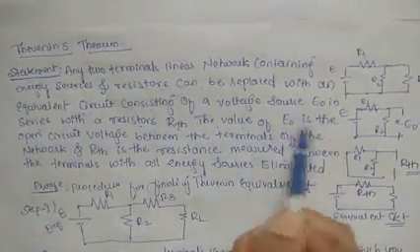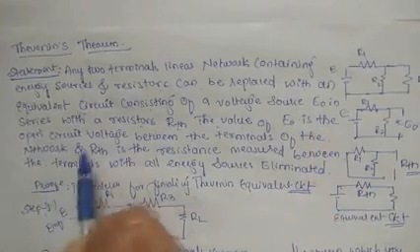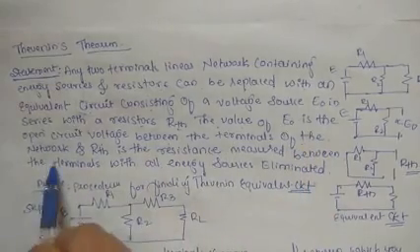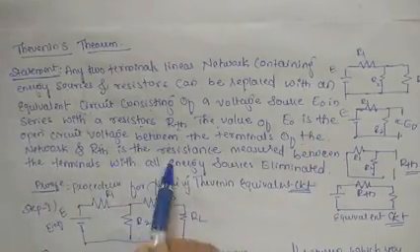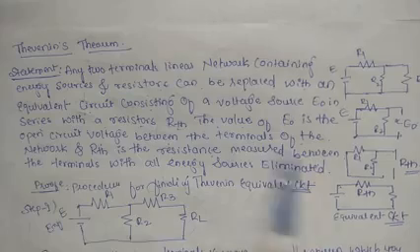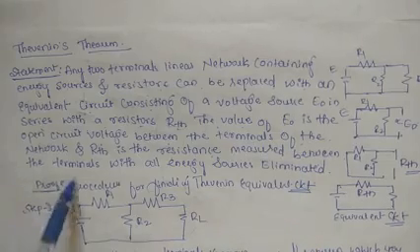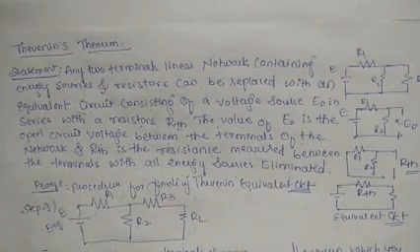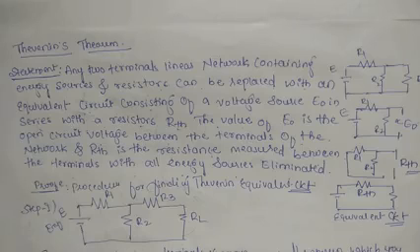The value of E0 is the open circuit voltage between the terminals of the network, and RTH is the resistance measured between the terminals with all energy sources eliminated. The statement is correct, what I have read.